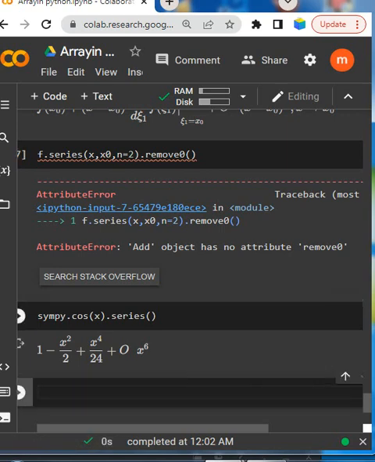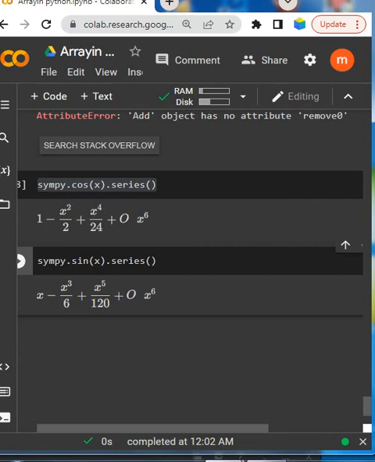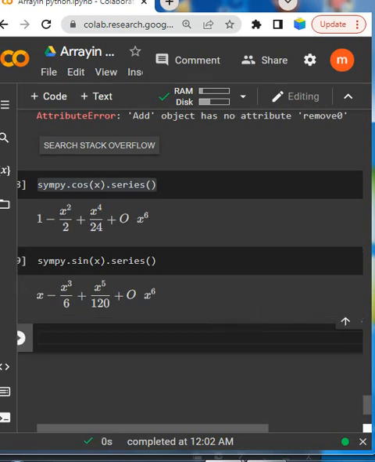So the same we can write here for sine. Let's try here. So it has been generated like this: x minus x to the power 3 by 6 plus x to the power 5 by 120 plus so on. Is it also possible with tan? You can try tan yourself.